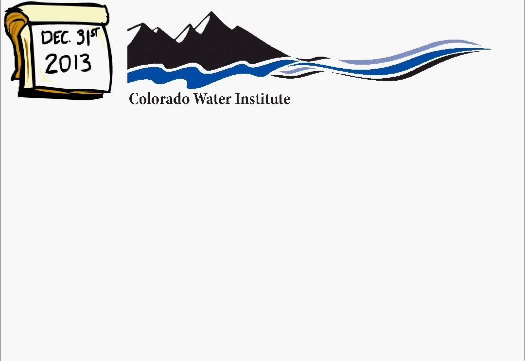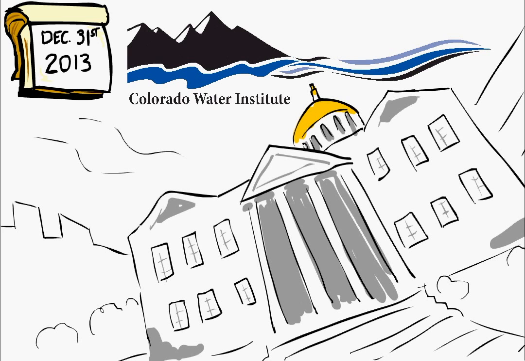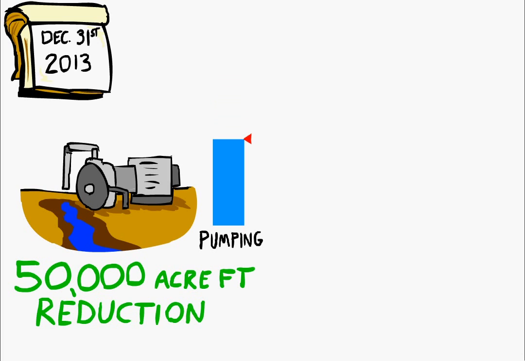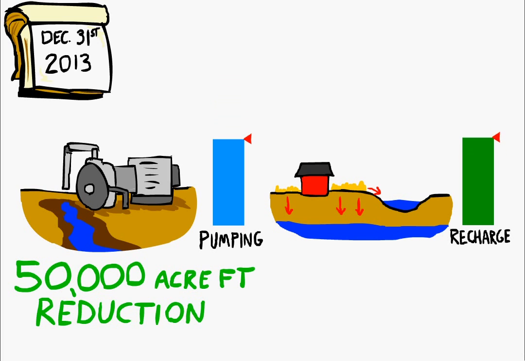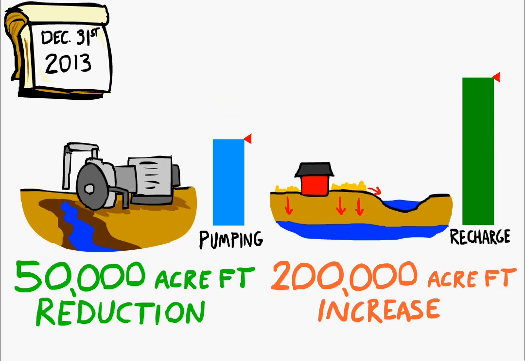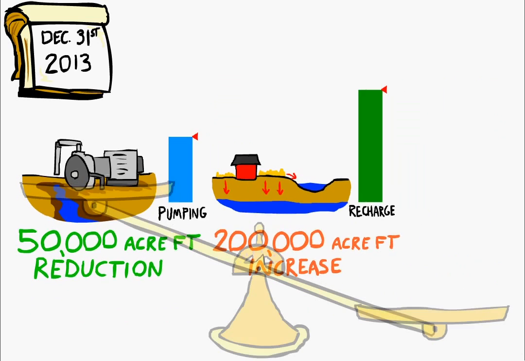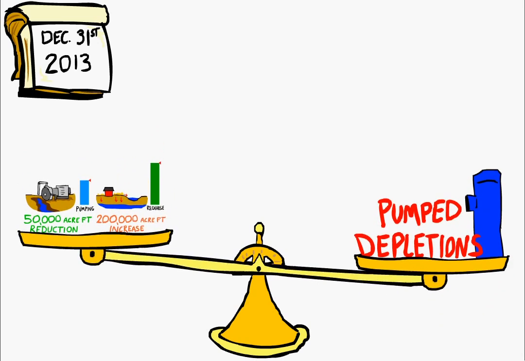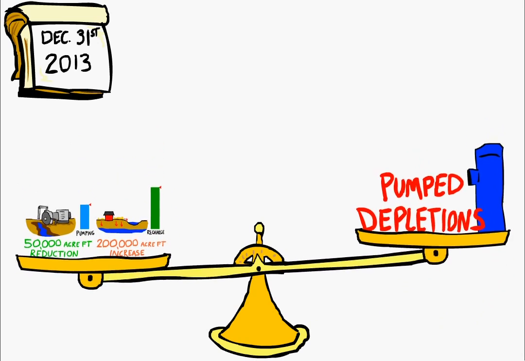December 31st, 2013. The Colorado Water Institute delivered its report to the state legislature. What were their findings? One key finding is that we have reduced pumping in the South Platte Basin by about 50,000 acre-feet, at the same time that we have increased groundwater recharge by over 200,000 acre-feet. These changes were needed to cover pumped depletions as specified by recent court-adjudicated augmentation plans.